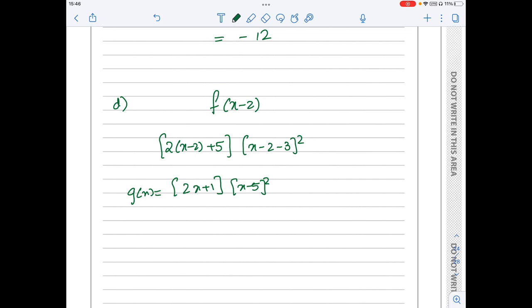Now y-intercept. Y-intercept means nothing but what? x equals 0. Plug in x equals 0. What does that become? 0 plus 1 times 0 minus 5 whole square, which equals nothing but what? 25.